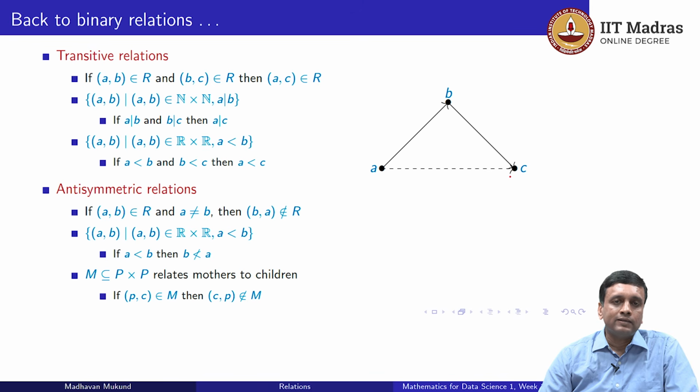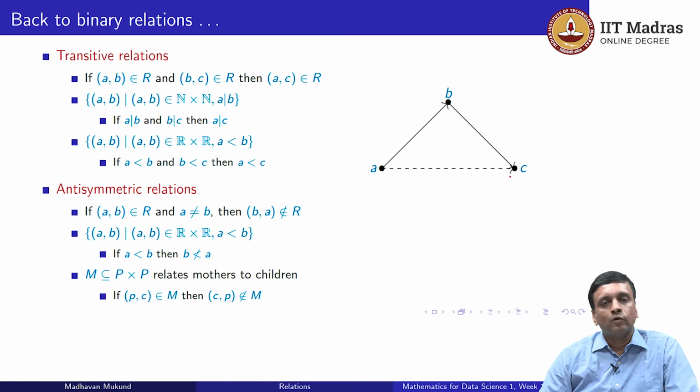It says if AB is in R, then B comma A should not be in R. So less than, for example, which was transitive above, is also anti-symmetric. If we take strictly less than, if A is strictly less than B, then it cannot be that B is strictly less than A. So this is an anti-symmetric relation. But anti-symmetry doesn't require that one of the two must be there. It only says that if one pair is there, the opposite pair should not be there.